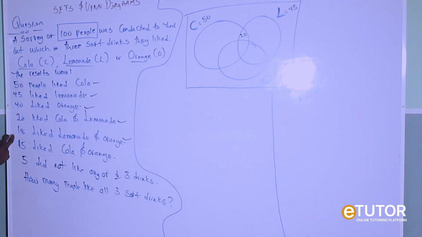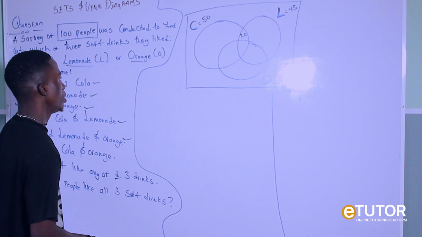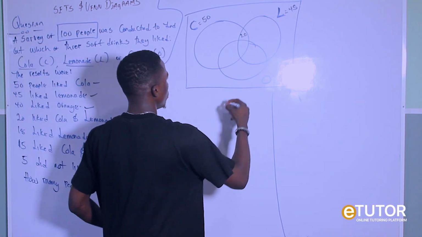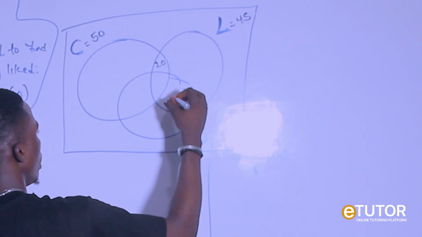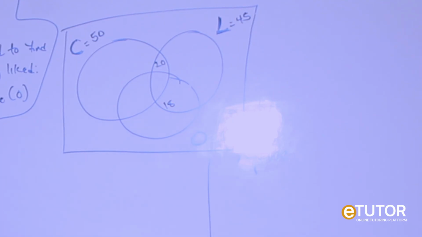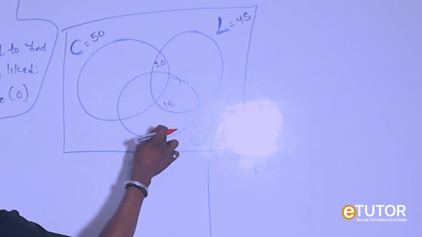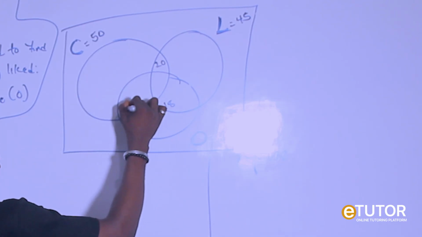It also said 18 liked lemonade and orange. So L and O, 18. And 15 liked cola and orange. This is the intersection. So 15.